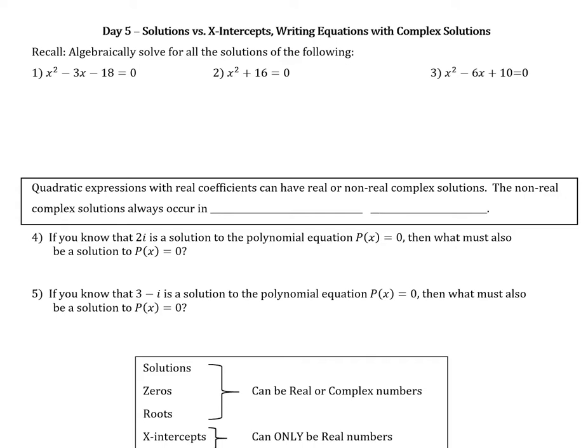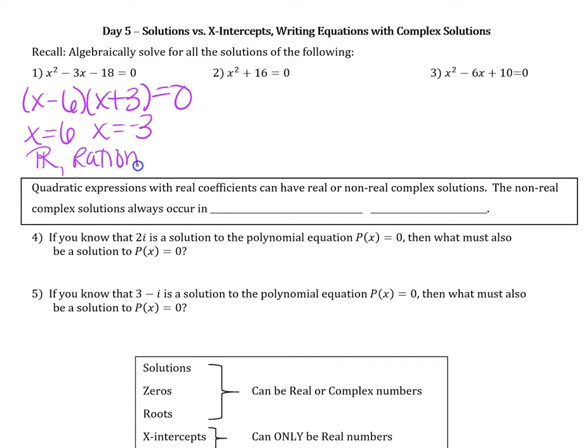of the following equations. Okay, so starting with the first quadratic, first thing I'm thinking is, does this factor? Factors of negative 18 that sum to negative 3 would be negative 6 and positive 3. So this actually does factor. And I get two solutions, 6 and negative 3. If I had to define where these numbers fell in the complex number system, I would say they're real and they're rational. And they're rational because I could express them as fractions of integers.